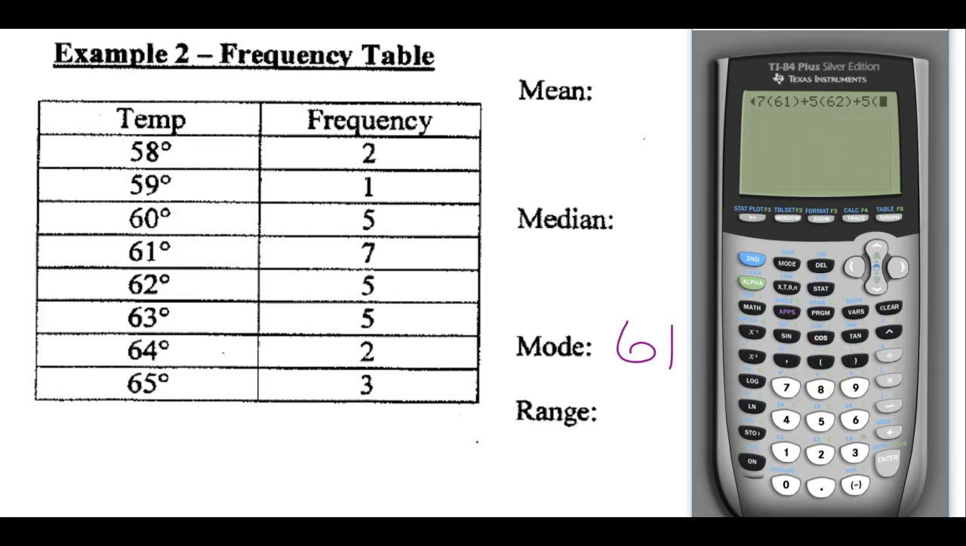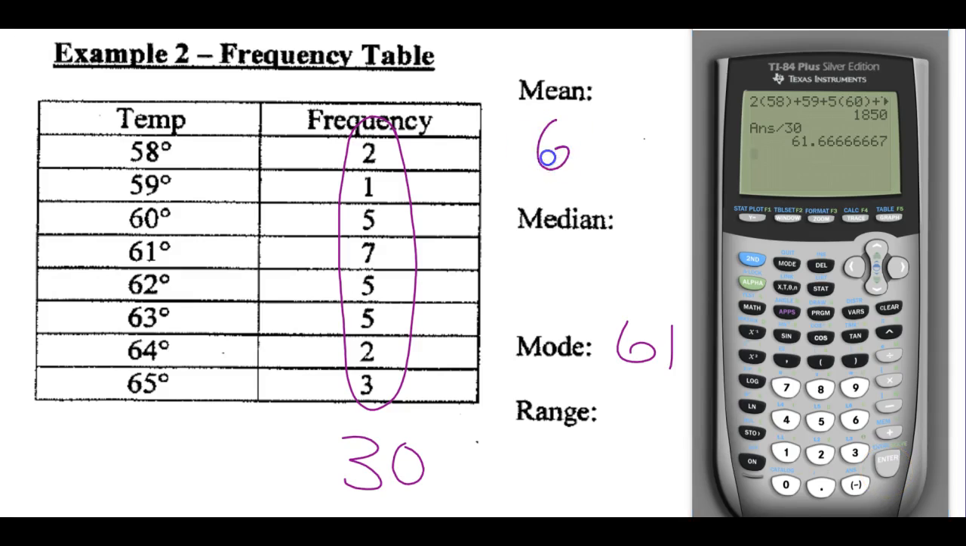It's divided by 30. I got 61.6. So the total is 1850. Now, how could we figure out how many total numbers there were? Add up all the frequencies. So what did you get? 30. Yeah, it's 30. So for the mean, we need to divide that number by 30. So about 61.67, or you could say 61.6 repeating.